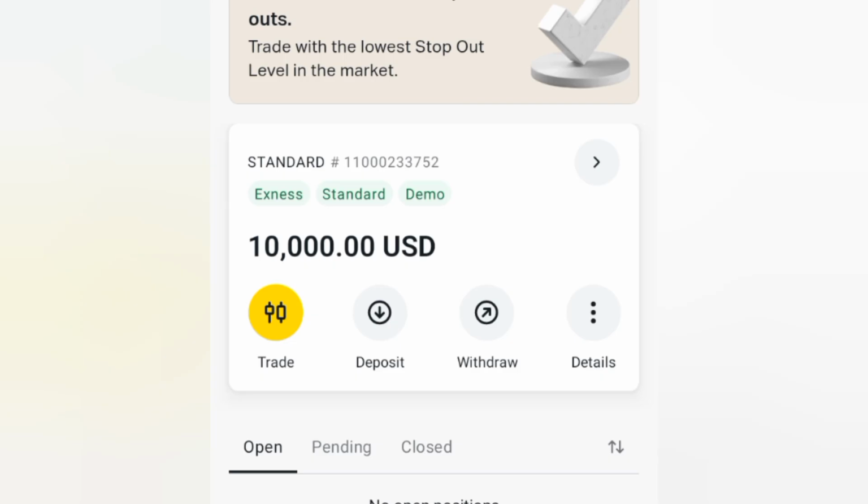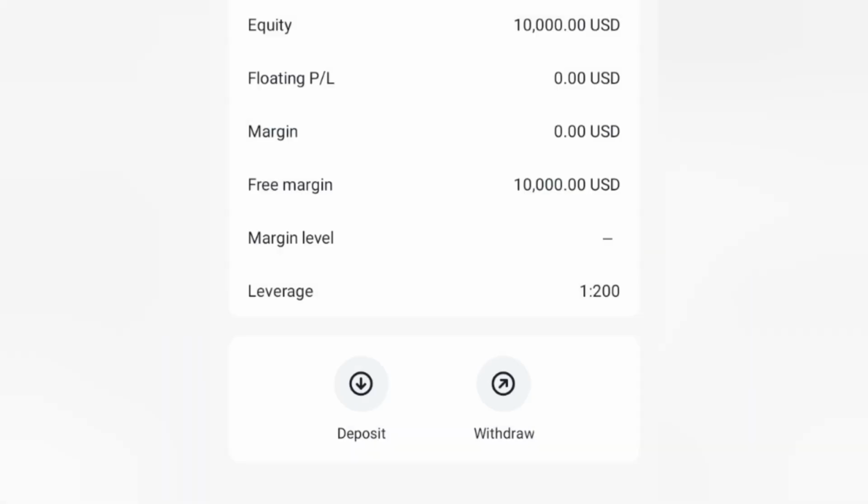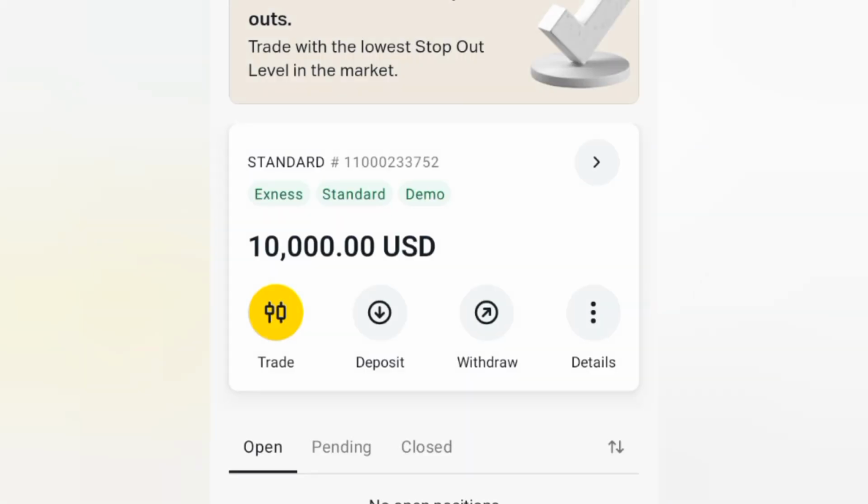So now this is the XNES account, and XNES offers flexible leverage. So you can trade with the leverage you want, or 1 to 200, and also the withdrawal for XNES is very quick. You just receive your money in just seconds. So now you have to create your account with XNES.